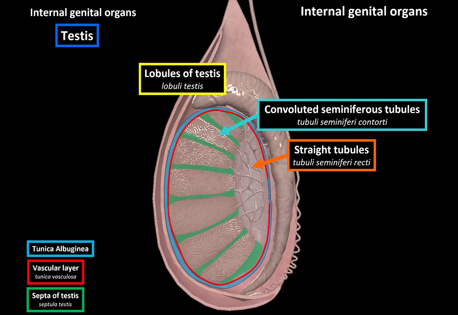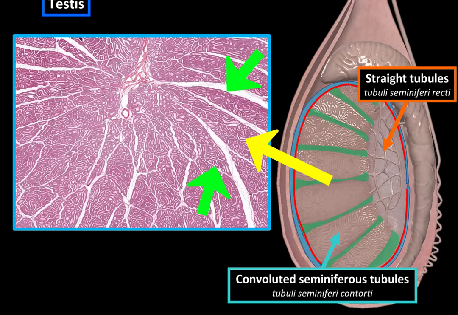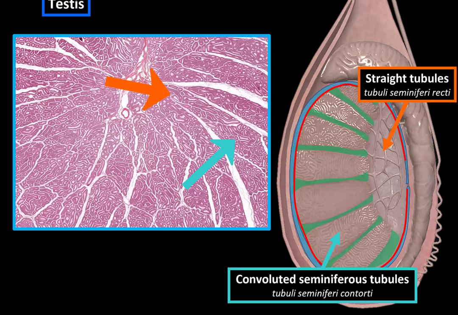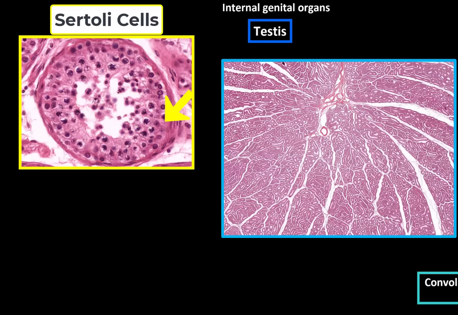Now, what do these tubules look like underneath the microscope? Here you see lobules. They literally look like pyramids, separated by septae of connective tissue that extend inwards from the capsule, right? Seminiferous tubules have a convoluted part that is within the lobule itself, and a straight part that concentrates towards where all the lobules meet. These seminiferous tubules have Sertoli cells, which are large columnar cells, as you see here. These cells have very tight junctions between them that form the blood-testis barrier. This barrier prevents the sperm from entering the bloodstream, which also prevents the body's immune system from mounting an immune response against the sperm cells. So this barrier is very, very important.